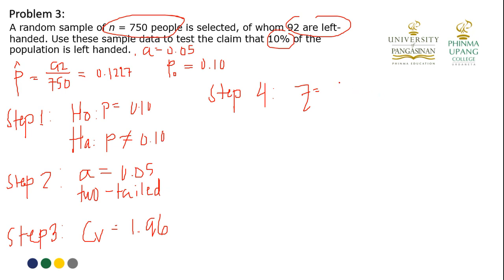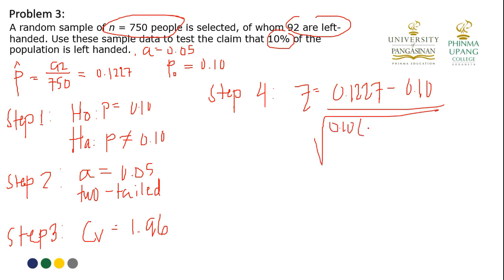Well, yung ating p hat is 0.1227 minus 0.10, all over square root of 0.10 times 1 minus 0.10 all over 750. So, give me 2 decimal places for your final answer here. 2.07. Yan. Thank you. So, step 5.